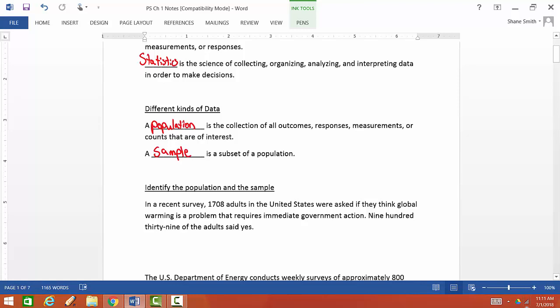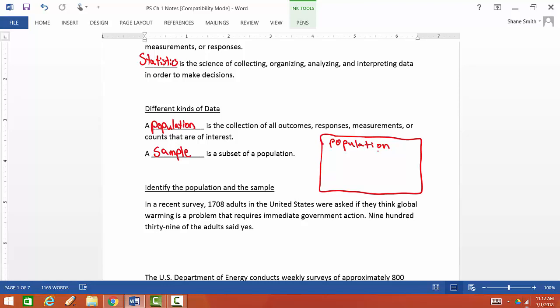So a population is a collection of all outcomes, responses, and measurements or counts that are of interest, and a sample is a subset of a population. So many times, if this box represents my population, many times we can't get a hold of the entire population. The United States tries to do this every 10 years, right, with a census. So they try to survey a bunch of different people, and it's impossible to actually survey an entire population of individuals if it's a very large population.